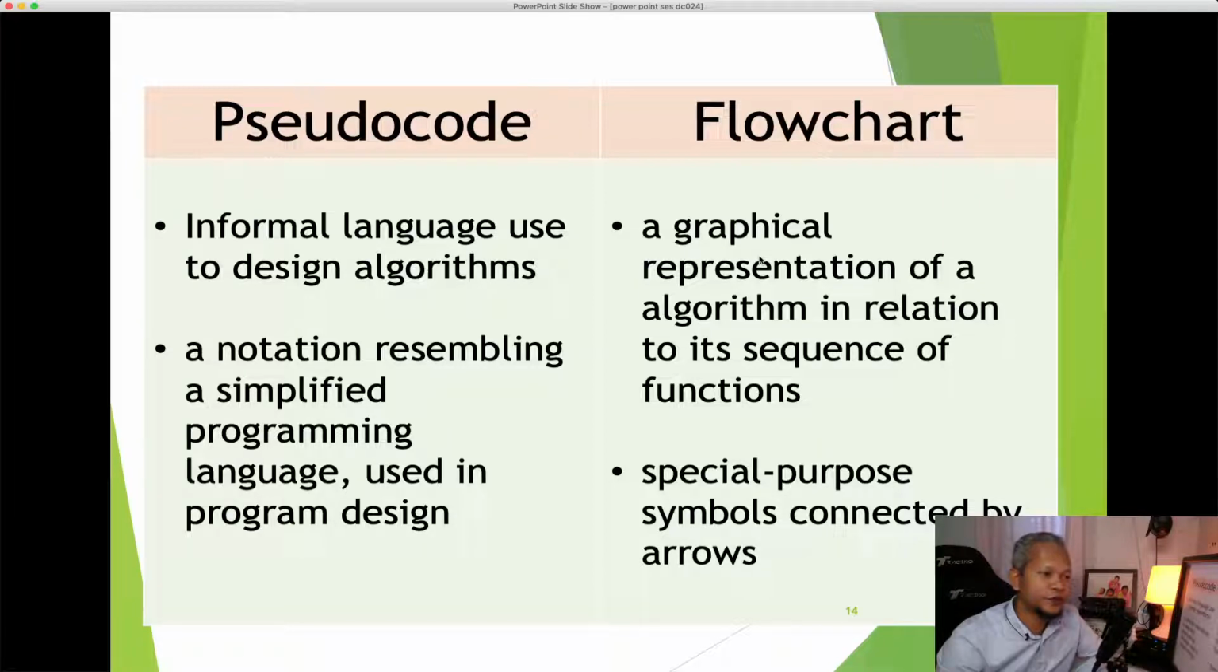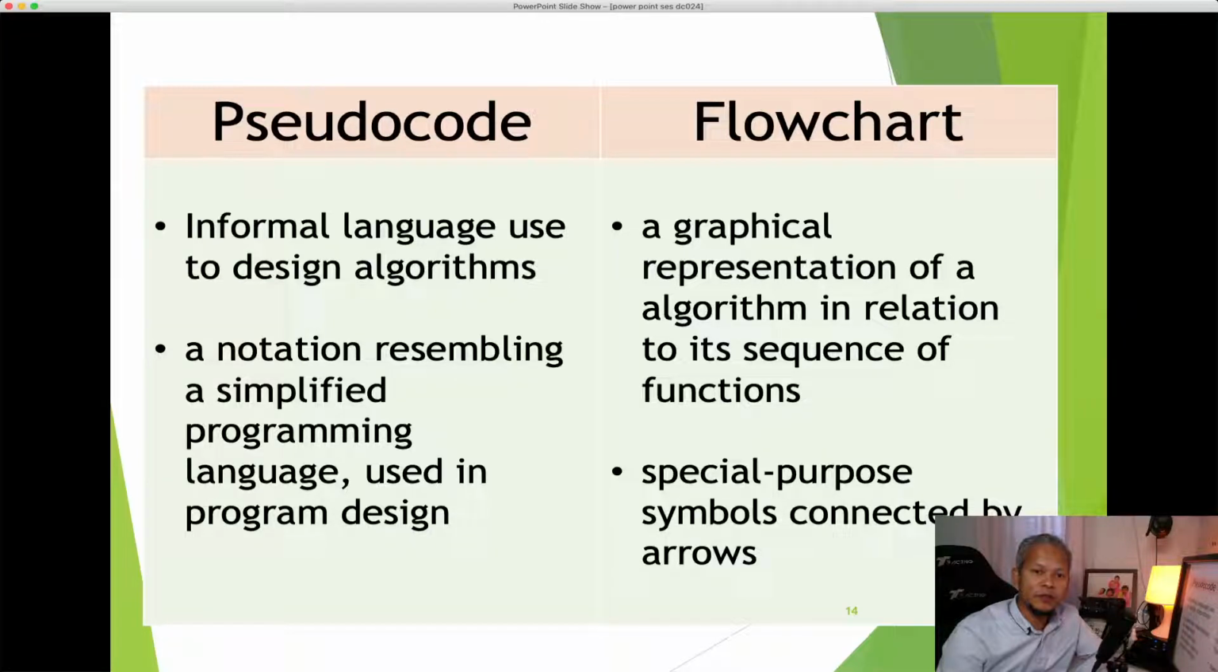It is a graphical representation of the algorithm in relation to a sequence of functions. So maybe a sequence, maybe a selection, maybe repetition. We're not sure about that. It depends on the problem. And then for the second, the pseudocode is a notation resembling a simplified programming language, used in program design. Okay, it is a notation resembling, but using simple language.